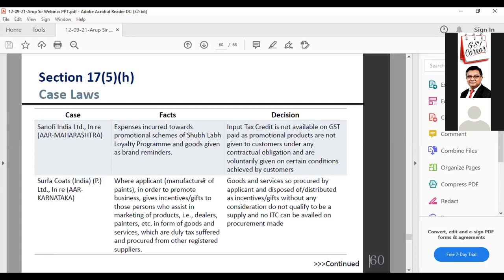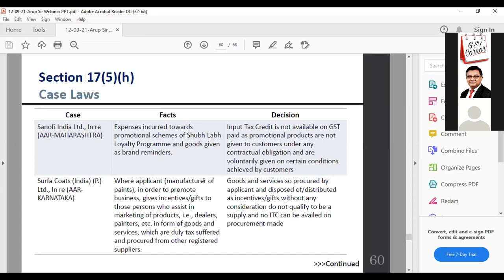In Surfa Coats, it was held that the company was giving benefits or promotional items or incentives or gifts to the painters who are actually promoting the products to the clients. So in this case also, it is said that yes, it is well taken that you are in the business of paints, and you have to have a wonderful relationship with painters because they are the people who recommend your product to the ultimate customer. But since you are giving this without any consideration, this will be treated as a gift. And that's why you do not qualify for ITC on this.